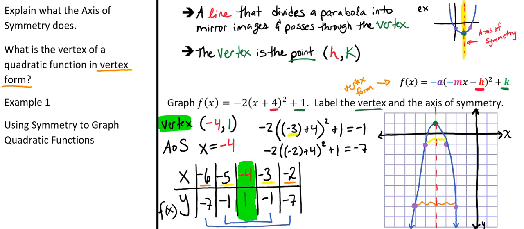Just like that. Now remember, it did ask us to label our vertex and our axis of symmetry. And we've done that once already by writing down what our vertex is and what our axis of symmetry is, but also then in our diagram on our graph, we've labeled the actual vertex point as well as the axis of symmetry's line. And so that is how you can graph using symmetry for quadratic functions.